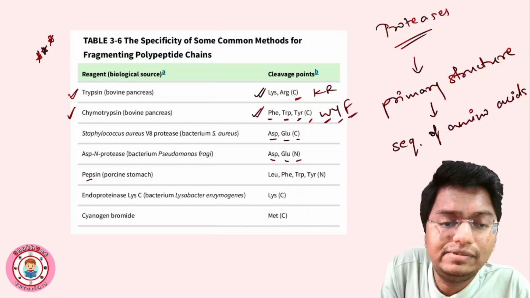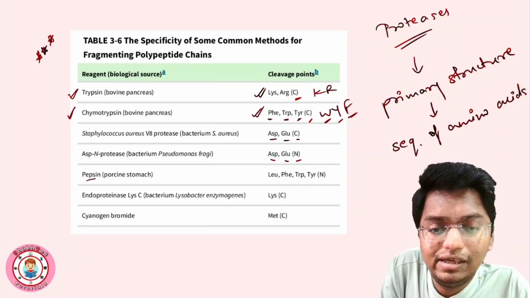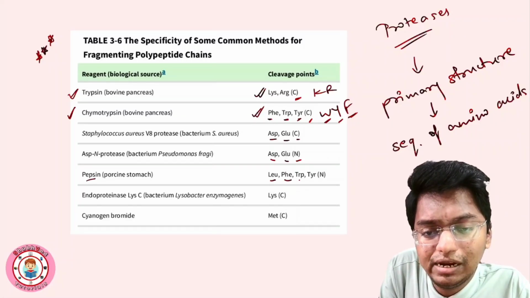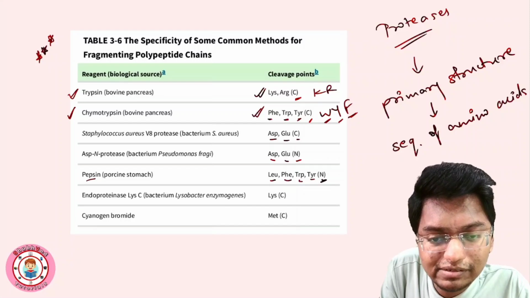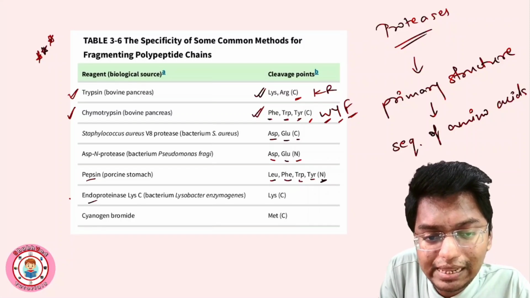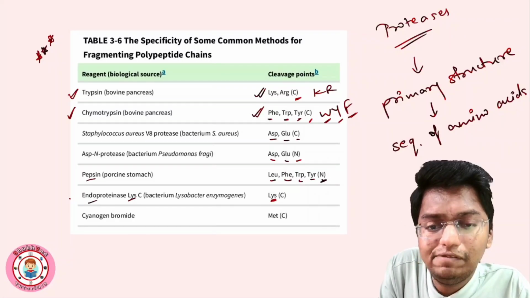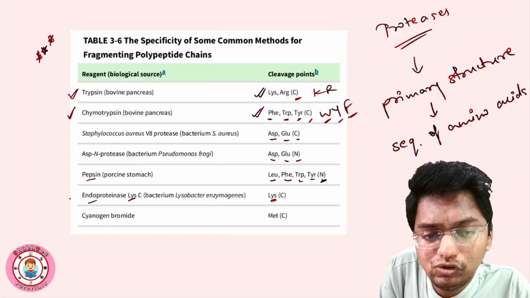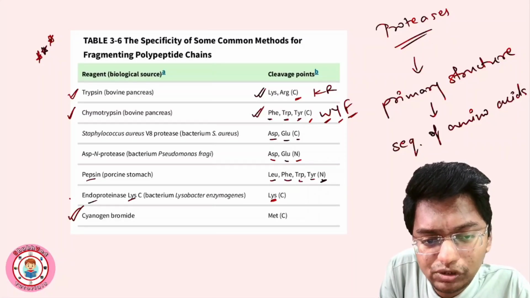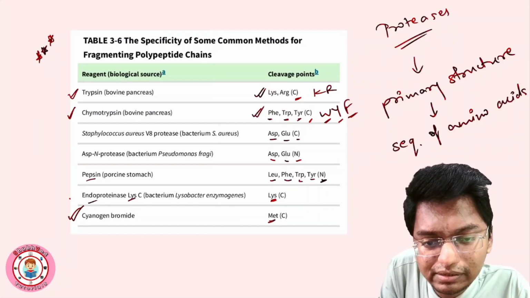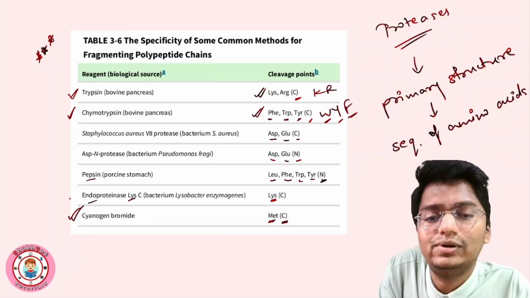Pepsin cleaves at leucine, phenylalanine, tryptophan, and tyrosine, N terminus. Then endoproteinase, the next enzyme, Lys-C, that is from the bacterium Lysobacter enzymogenes. So in this the cleavage point is lysine. Cyanogen bromide is also important. Cyanogen bromide cleaves at methionine, C terminus. Okay, so this is also an important enzyme, cyanogen bromide.